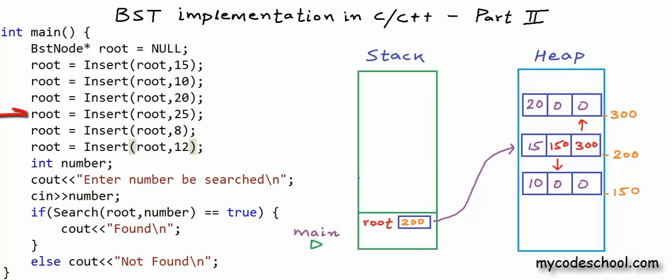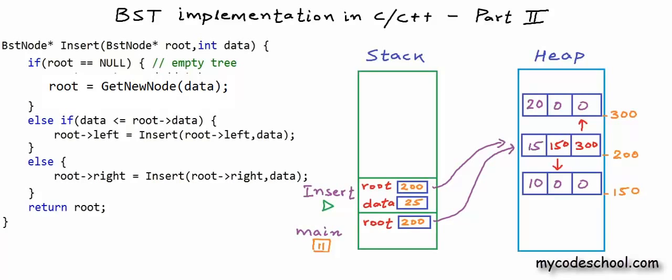Now next one is to insert number 25. This one is interesting. Let's see what will happen for this one. Main will be paused and we will go to this call to insert. In the root, which is local to this call, the address passed is 200, and we have passed number 25 in data. Now here 25 is greater than the value in this node at address 200. So we will go inside this last else condition, we need to insert in the right subtree.